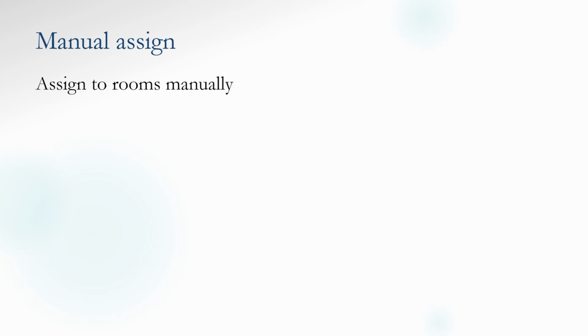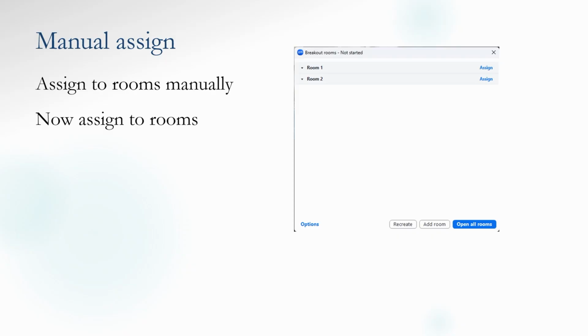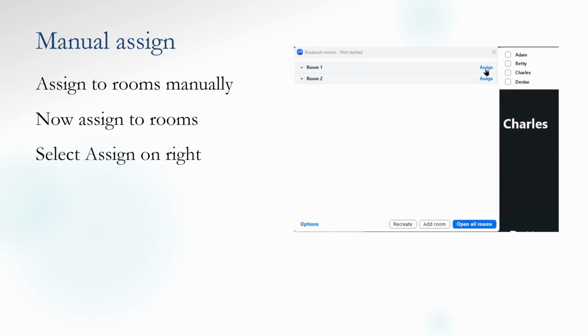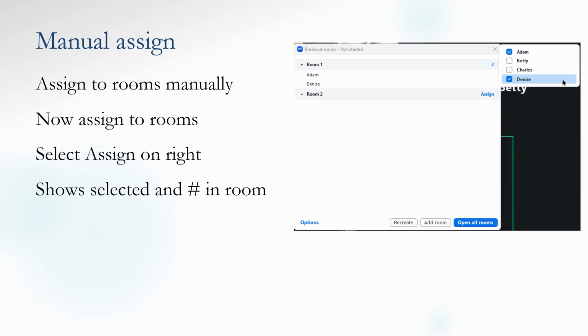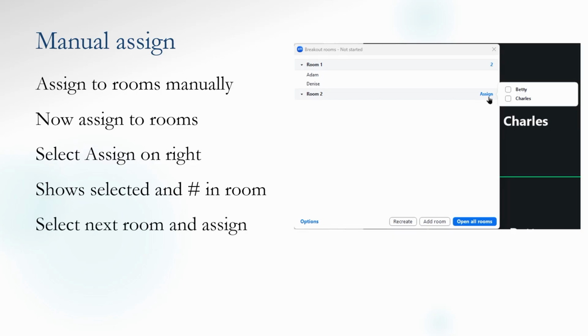When you need specific individuals to be in certain rooms, you can assign them individually to those rooms by assigning manually. Once you have created the rooms using Assign Manually, you can now assign individuals to each room. Select Assign on the right of the room. You can now select the individuals that will be in that room. You can see the individuals that are going to be in this room and the number of individuals in the room. You can now select the next room.